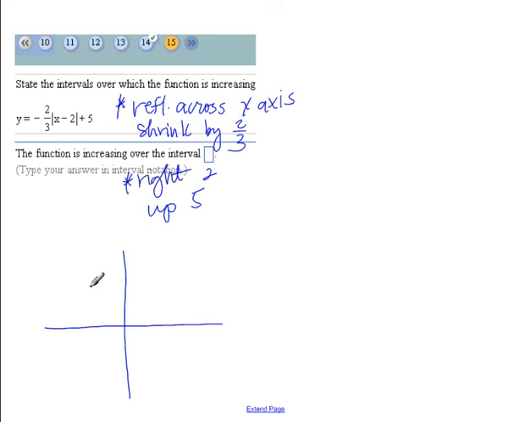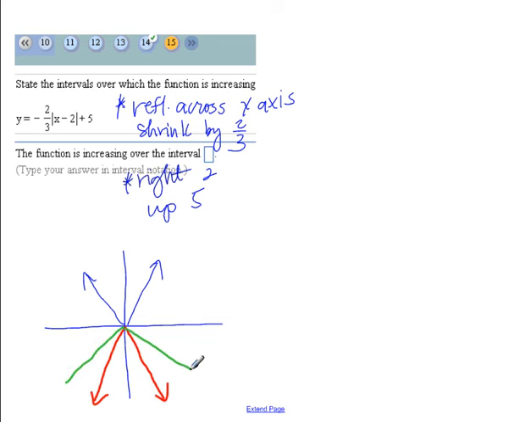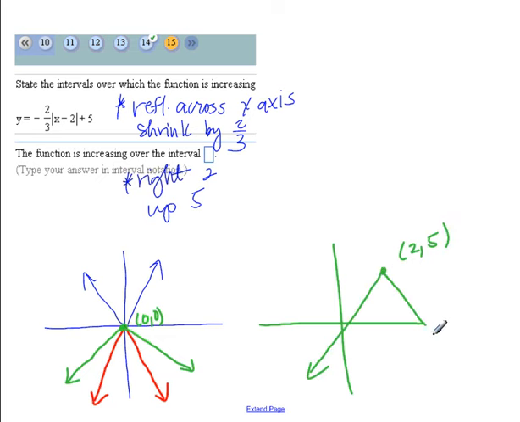So just to kind of think about this, really a problem that we just did on the last slide, if we want to reflect it across the x, it's going to make it go down, right, like that. To do a shrink by a factor of 2/3, it's going to make it wider, right? I'm not drawing this to scale, but just to kind of get your idea here. And then we're going to move it right by 2 and up by 5. So this point 0, 0 is really the key point. 0, 0 is going to go right by 2 and up 5 to the point 2, 5. So our shape is going to look like this.